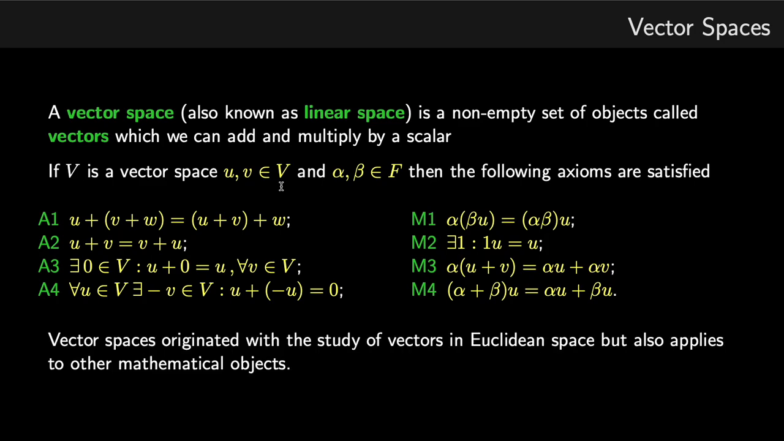Now, I mentioned before that we call those objects vectors, but they don't have to be vectors. These vector spaces originated with the study of vectors, but it also applies to other mathematical objects. So, for example, your u and v could be matrices, they could be functions, any mathematical object.